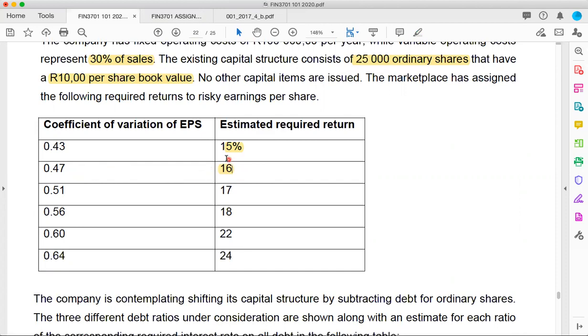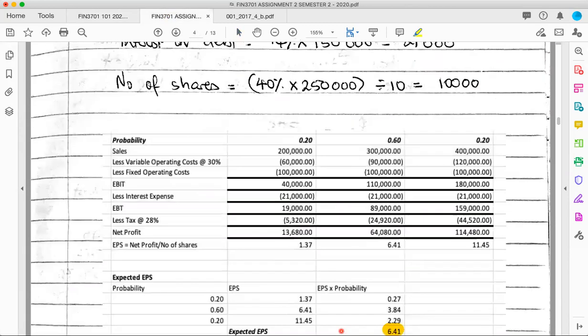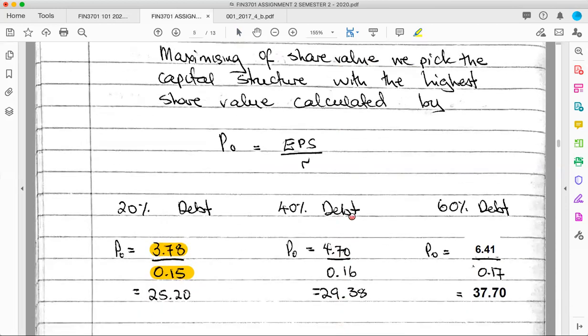Obviously, we can't use 15% again because we used it for 0.43, we used it for 0.42, right? And obviously, because the coefficient of variation is higher under 40% debt, we would expect the required return to be higher. So if we look at 0.45, the closest coefficient of variation from this table is 0.47. So we take 16%. So you'll find that we said 4.70 divided by 0.16.